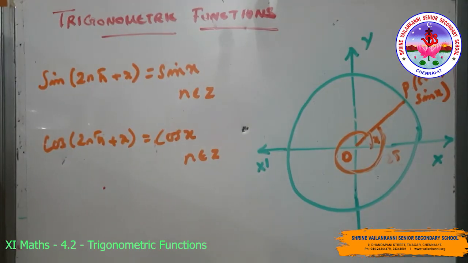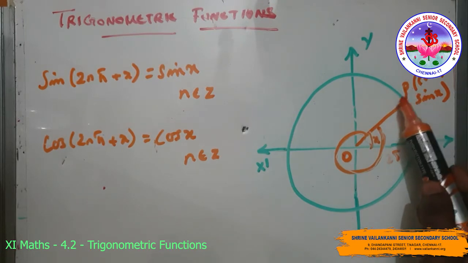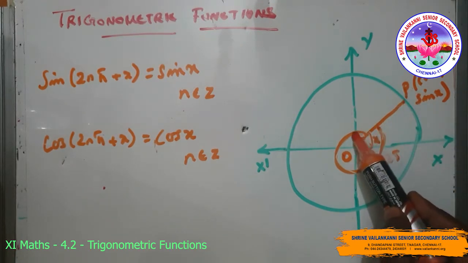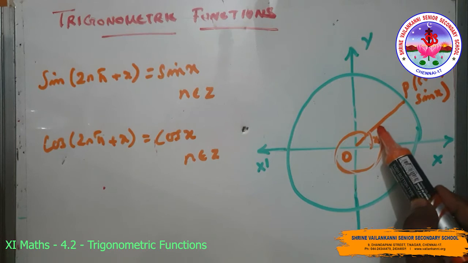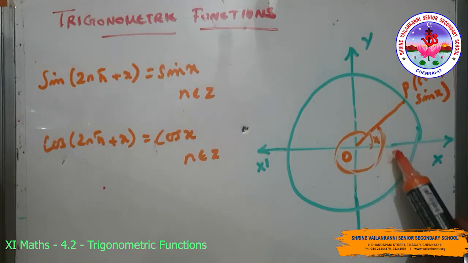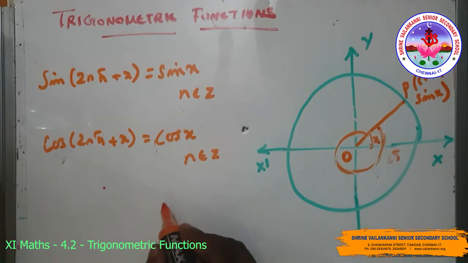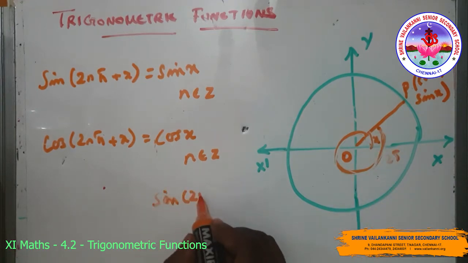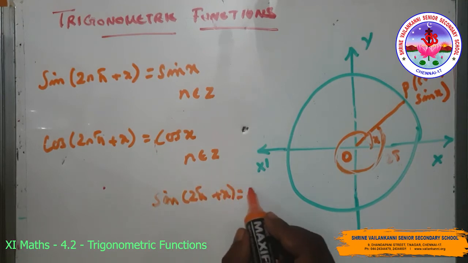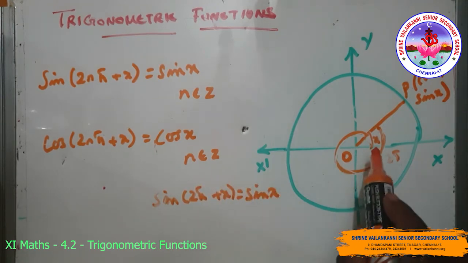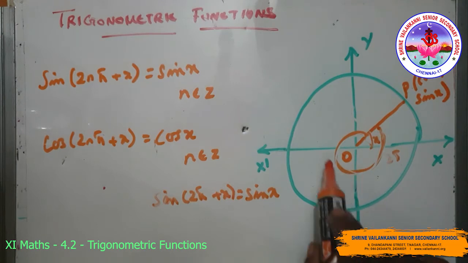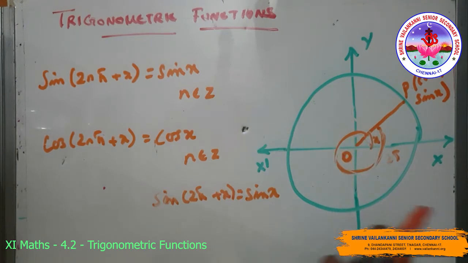So if we take one complete revolution from the point P, and again it comes back to the same point P, then for one complete revolution it is 2 pi. So sin of 2 pi plus x is equal to sin x. If it turns in the clockwise direction, then the value is sin x.